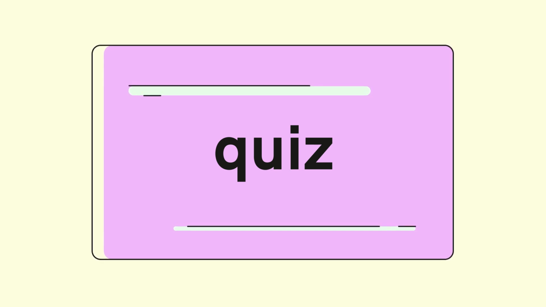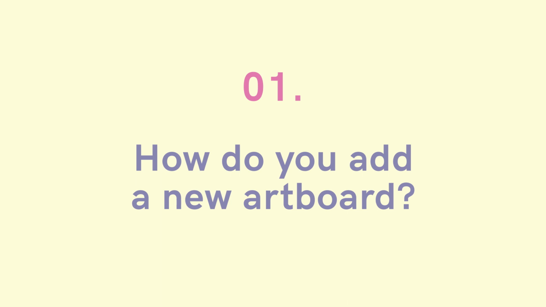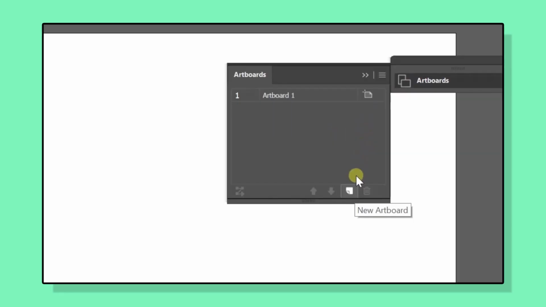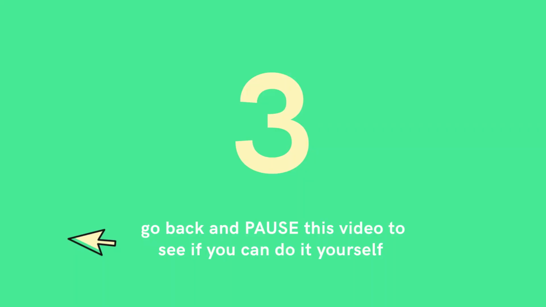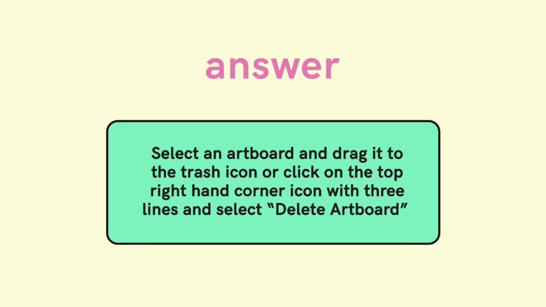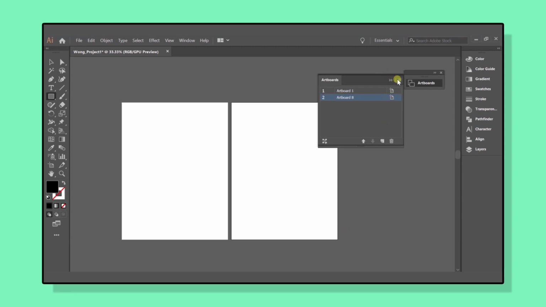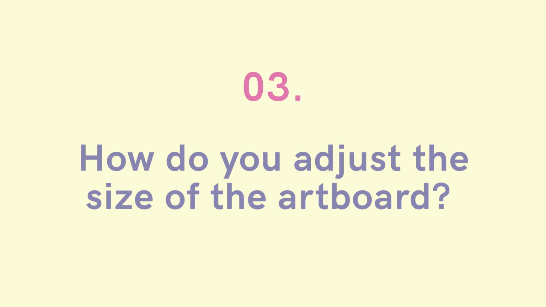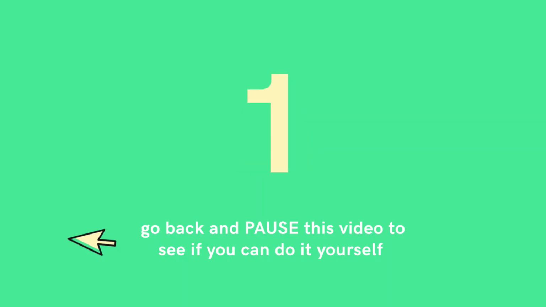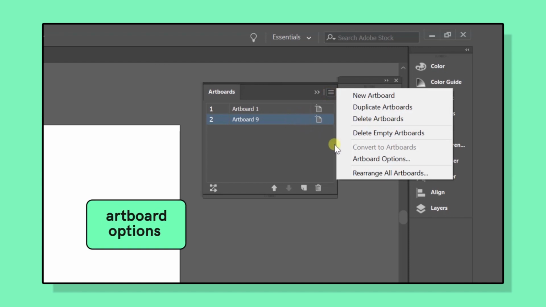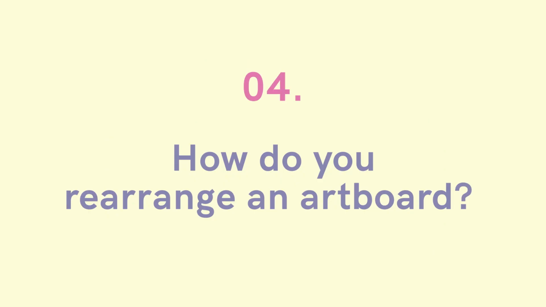And to finally test your overall understanding, let's set up a little quiz. How do you add a new artboard? How do you delete an artboard? How do you adjust the size of the artboard? And how do you rearrange an artboard?